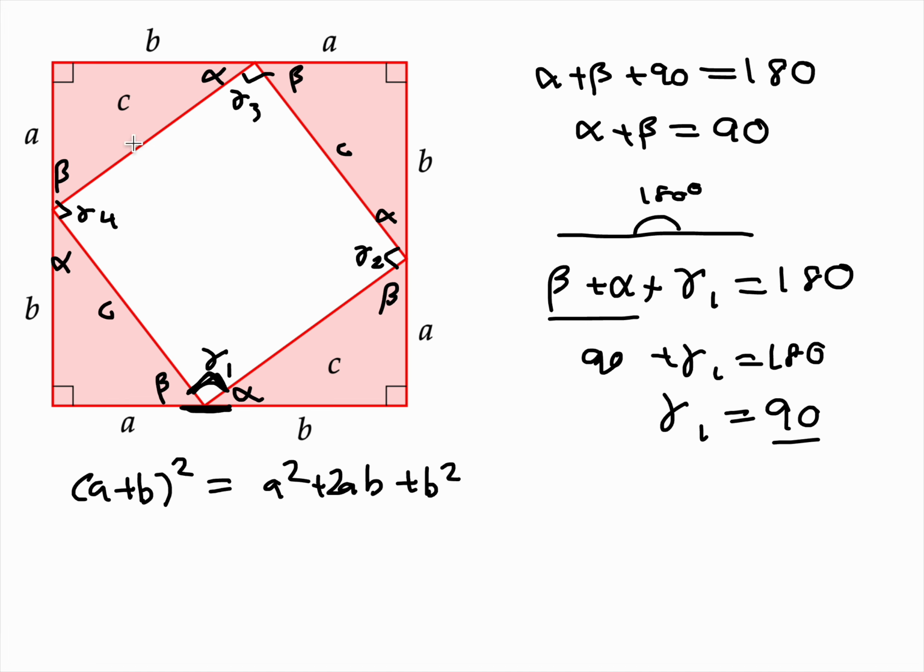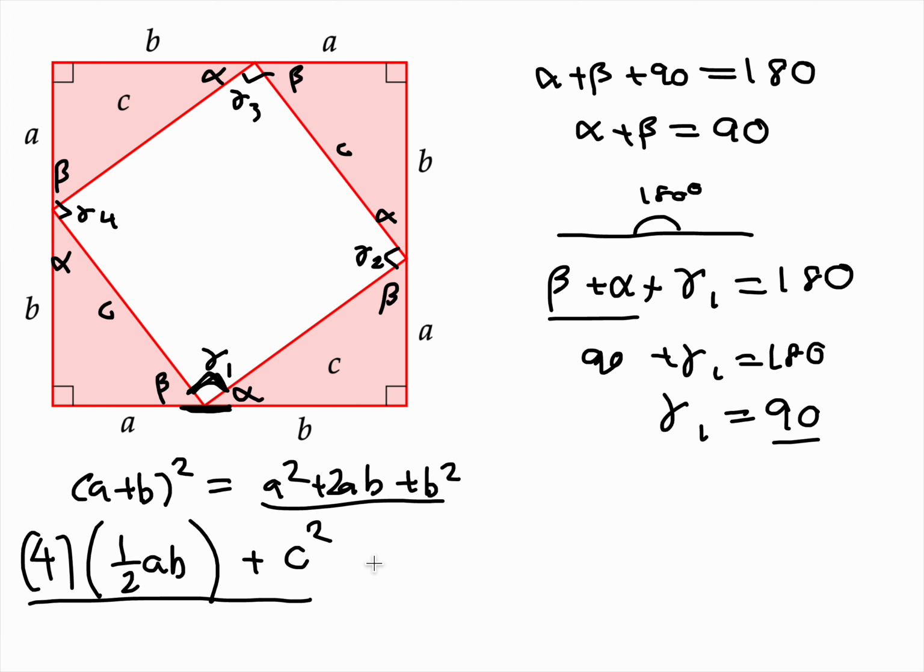But we can also count this by looking at the areas of these triangles and then adding the area of the square. So there's 4 triangles, and then times the area of a triangle is just 1/2 times ab, and then plus the area of the square, which has side length c, so it's plus c squared, which is also equal to the area. And so this expression is also equal to the area, so you can set them equal. These are just 2 different ways to count the area.